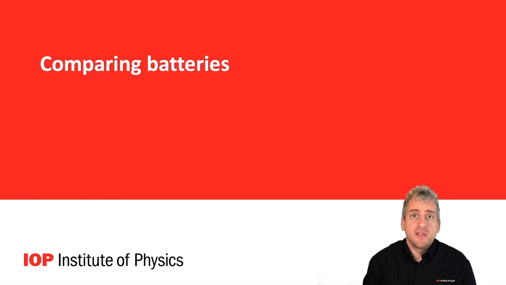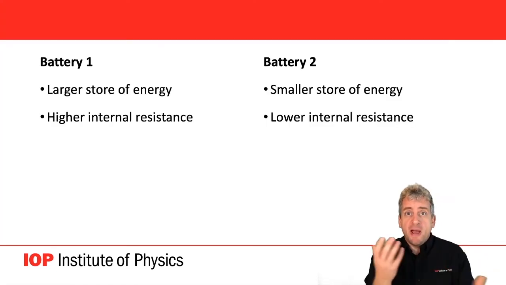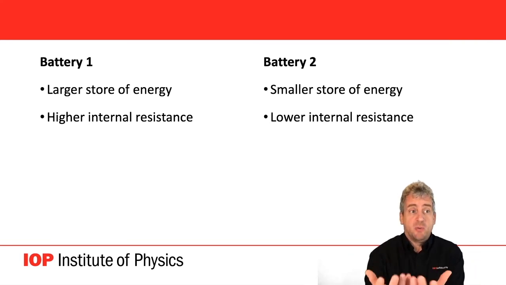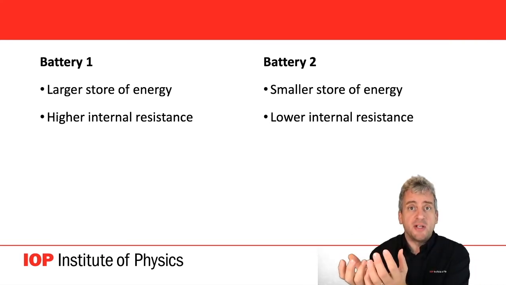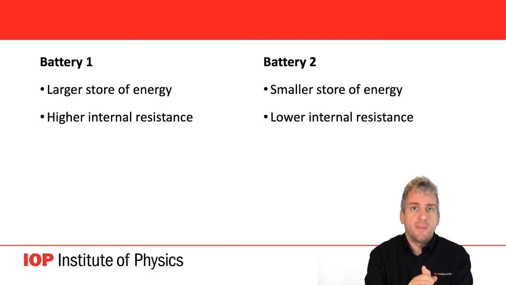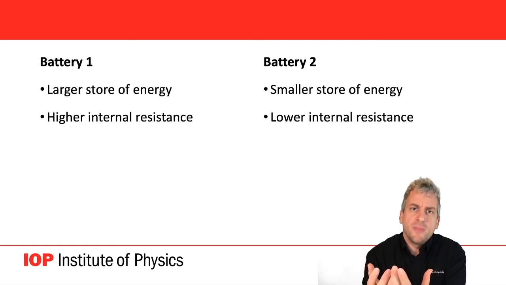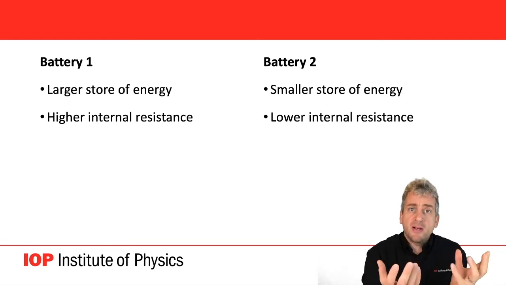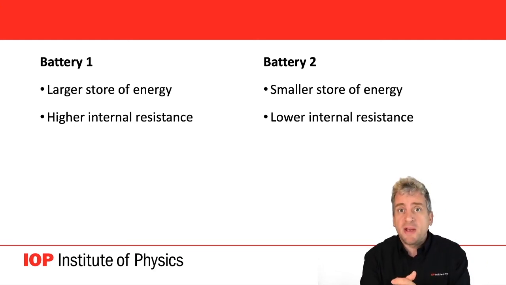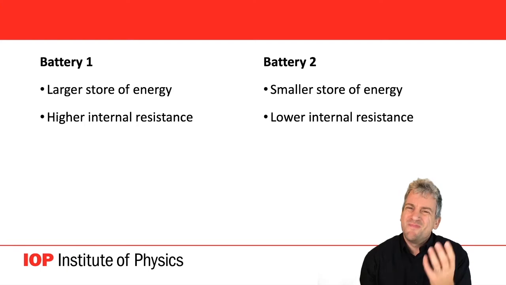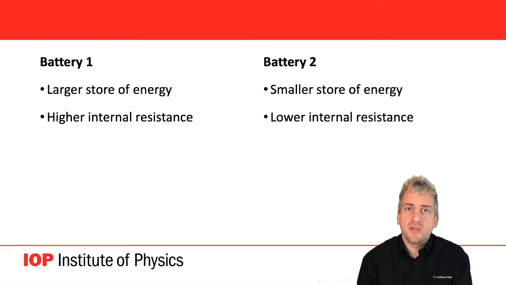Understanding how the internal resistance can affect the behaviour of the battery or power supply can help us to make sensible choices about what batteries to buy, for example. So we could compare 2 different batteries. Battery 1 has got an actually larger store of energy than battery 2. But battery 1 also has a higher internal resistance. Now you might instantly think, well, battery 1's better because it's got a larger store of energy, but it depends what you're using it with.